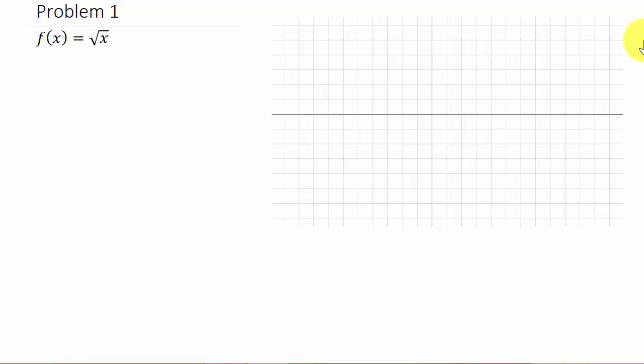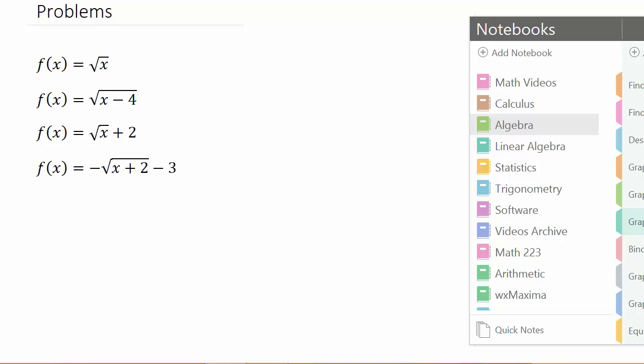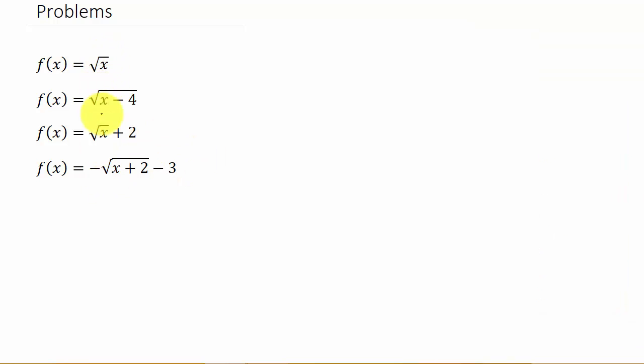Alright, so this is going to be the first video graphing square root functions. I'm going to have around 4 different problems that we're going to work, and I've decided to do one problem per video. This will be the first problem that we work, and let me just show you the other problems. Here's the other problems that I'll be working. This is going to be video 1.